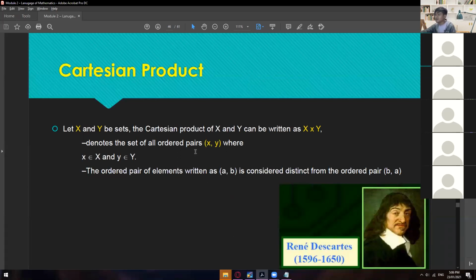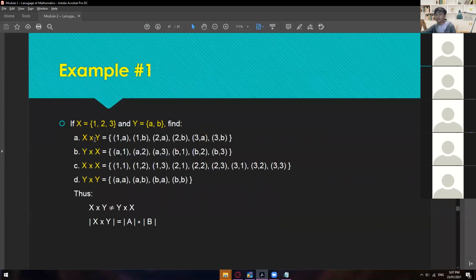And of course, credits to Mr. Rene Descartes, since he's maybe the one who contributed this Cartesian product. He's a mathematician who's involved with the Cartesian product. Okay, so let's have example number 1 for the Cartesian product.